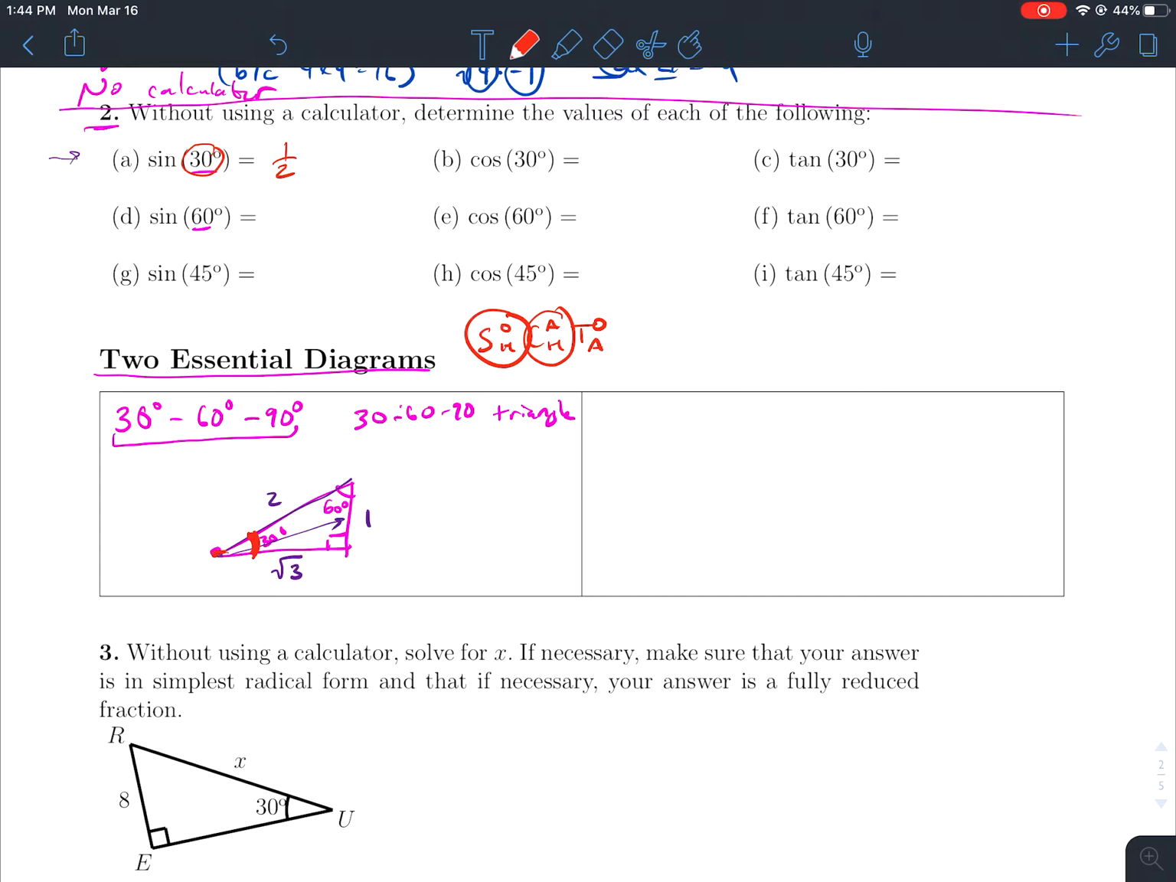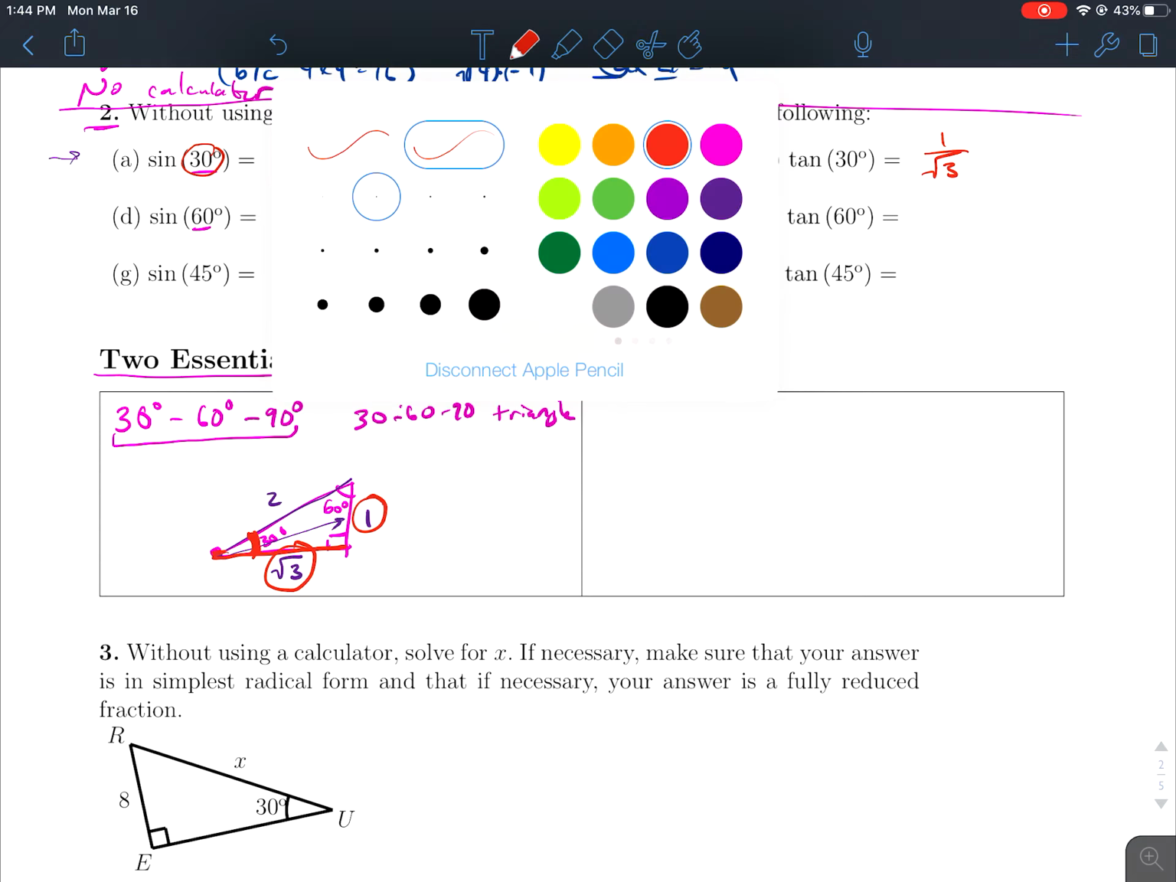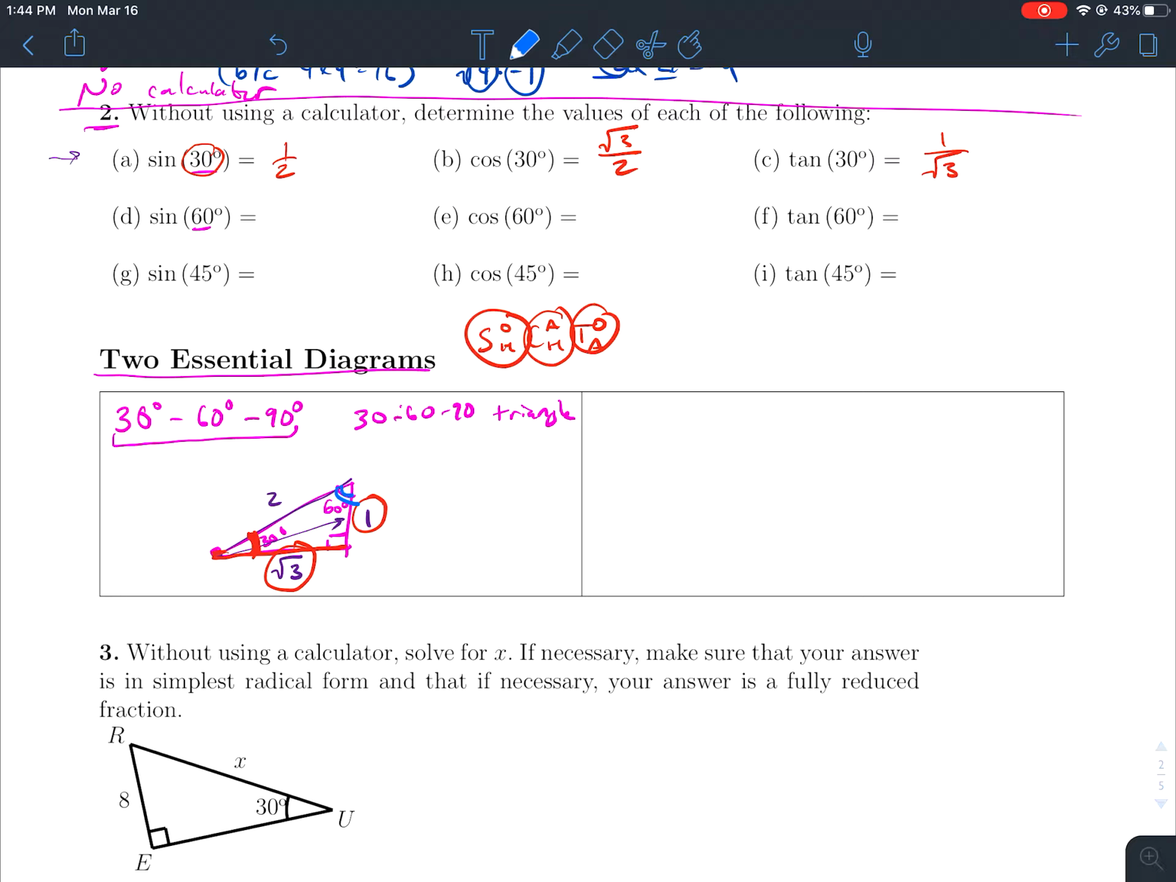Cosine is adjacent over hypotenuse, so that's going to be square root of 3 over 2, because 30 degrees is our focus angle. And tangent is opposite over adjacent, so that's going to be 1 over square root of 3. So now, of course, everything is going to change when we switch our focus to 60 degrees. So if you switch your focus to 60 degrees, see if you can fill in these three on your own.